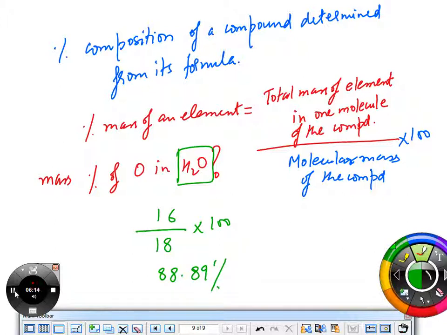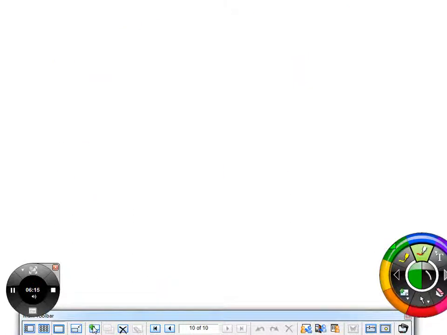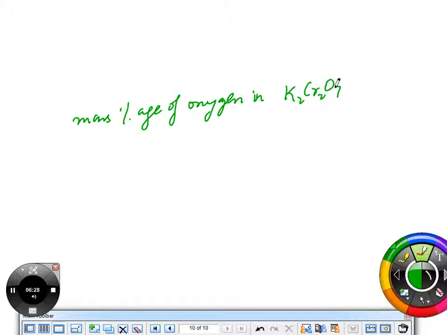Let us do one more question here. We have to find mass percentage of oxygen in potassium dichromate. See, please calculate this. Chromium atomic mass is 52, we know. For potassium it is 39. Please solve.